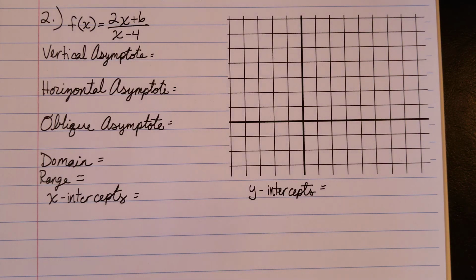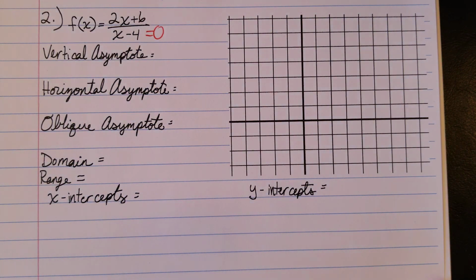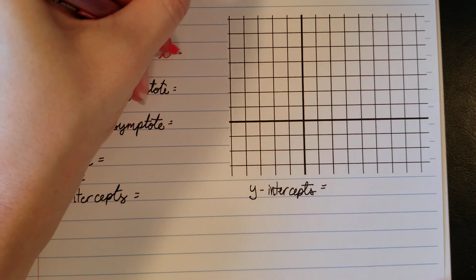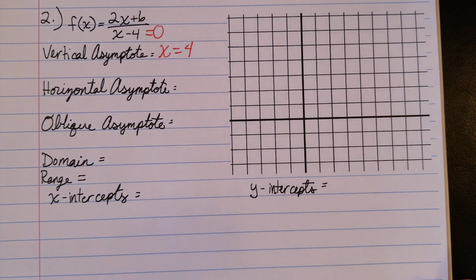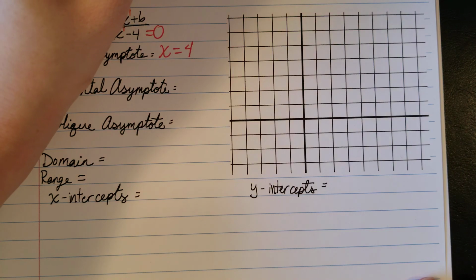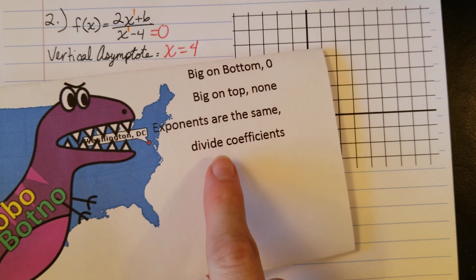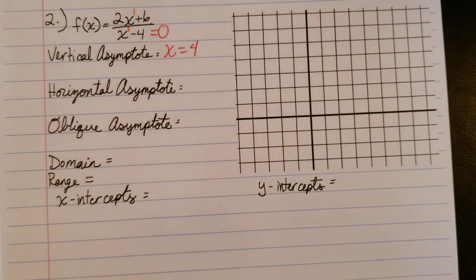All right, vertical asymptote. So we're going to set the denominator equal to 0. So if x minus 4 is equal to 0, that means x would be equal to 4. So that's my vertical asymptote. And then in order to figure out the horizontal asymptote, we can compare the degree on the top and bottom. So the degree is the same on the top and bottom, so that would be exponents are the same, divide coefficients. Okay, so the coefficients, meaning the leading coefficients here.